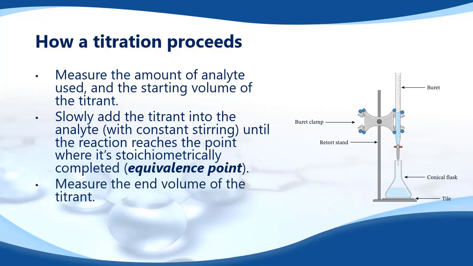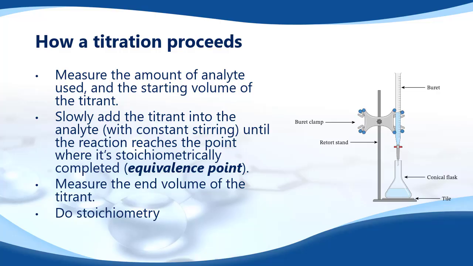From there, we'll measure the volume of our burette at the end, right? Usually you start your burette at 0 for the first trial, and we'll measure the volume at the end. That will tell us the volume of titrant we've used. And based on the volume of titrant and the amount of moles of analyte and the balanced chemical equation, we can do some stoichiometry and figure out the final answer that we're actually looking for.